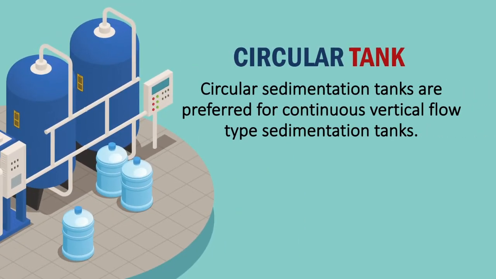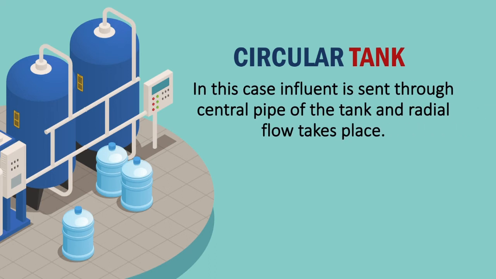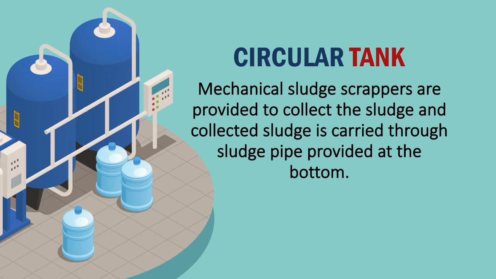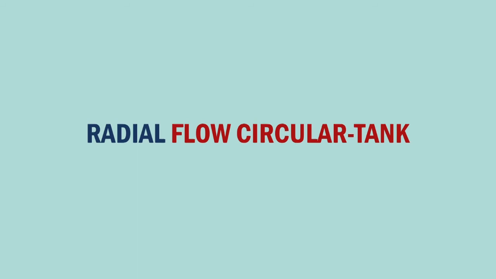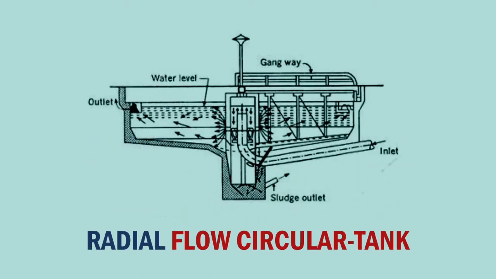Circular tank. Circular sedimentation tanks are preferred for continuous vertical flow type sedimentation. In this case, influent is sent through the central pipe of the tank and radial flow takes place. Mechanical sludge scrapers are provided to collect the sludge, and the collected sludge is carried through the sludge pipe provided at the bottom. Circular tanks are uneconomical compared to rectangular tanks, but they have high clarification efficiency. So here's the picture of the radial flow circular tank: inlet pipe, outlet pipe and the sludge outlet pipe, as discussed earlier.